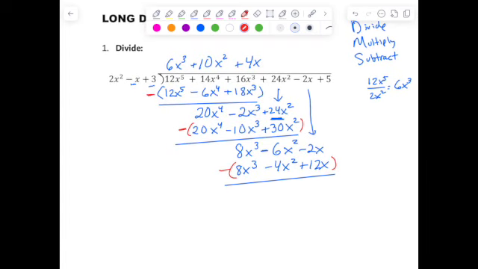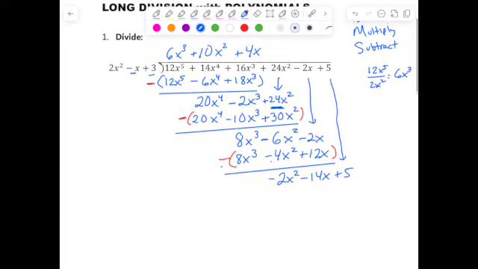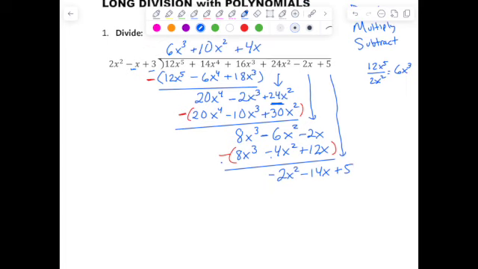So the 8x cubes cancel each other out. Negative 6x squared minus negative 4 will be plus 4x squared, so that will give you negative 2x squared. Negative 2x minus 12x will give you minus 14x here. And finally, bring down what's last in line there, which would be positive 5. And this looks like we got one more step to do here. 2x squared goes into negative 2x squared. Negative 1.